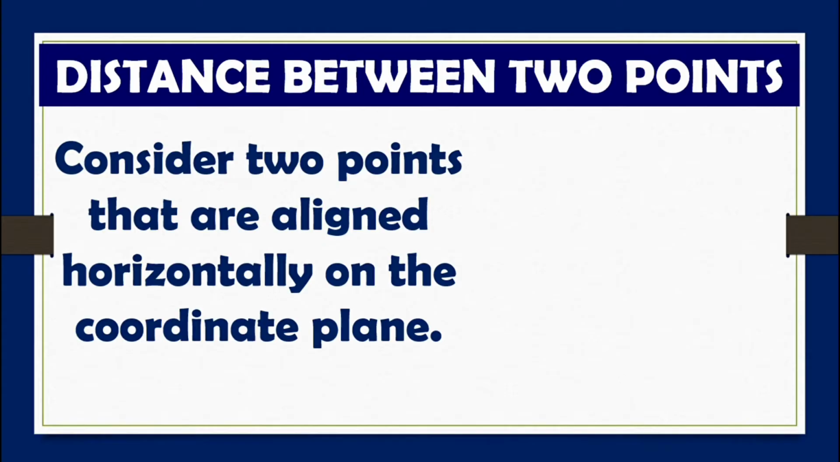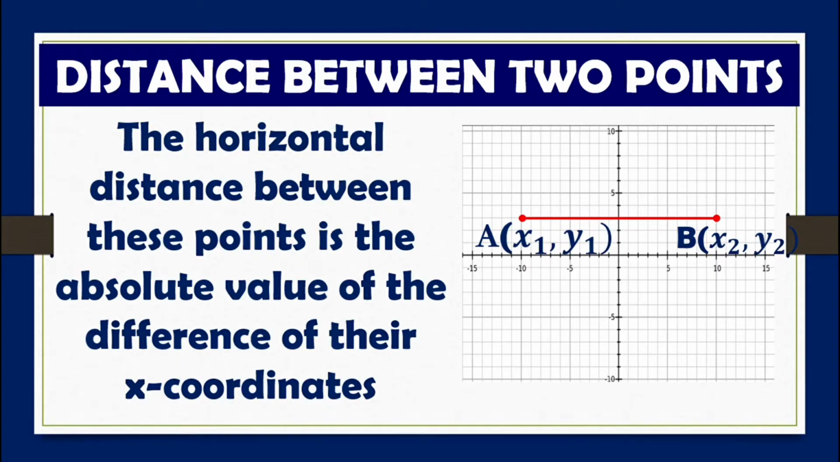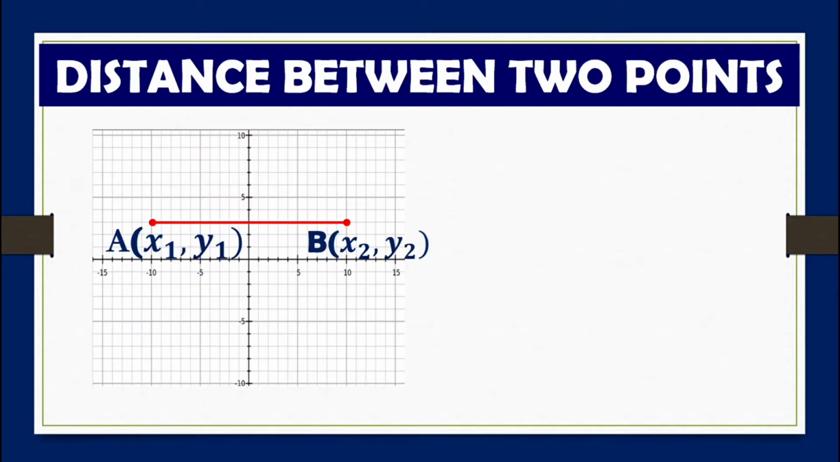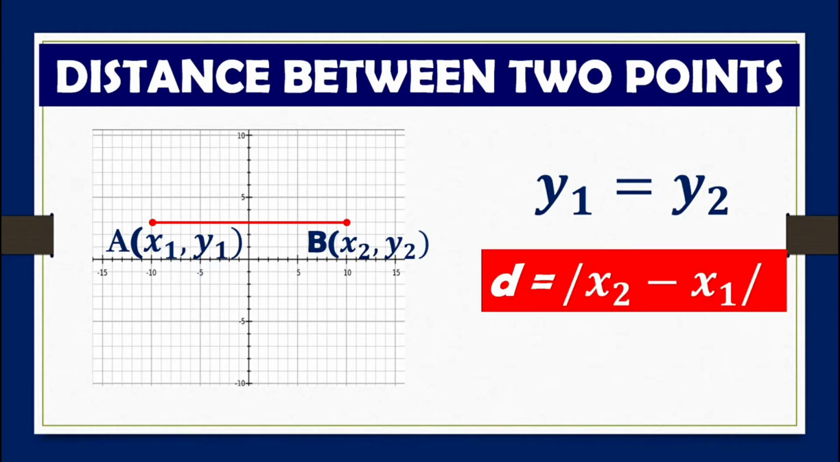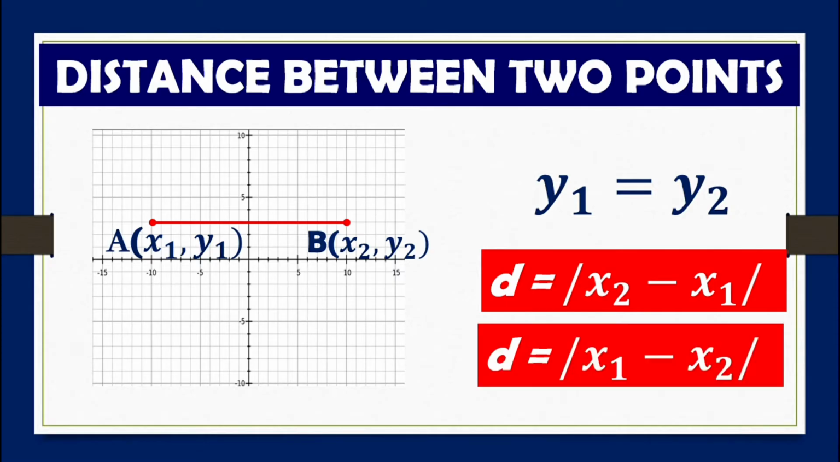Let us also consider 2 points that are aligned horizontally on the coordinate plane. The horizontal distance between these points is the absolute value of the difference of their coordinates. Here, the value of our y is equal, wherein y sub 1 is equal to y sub 2. Mathematically, solving for the distance between 2 points when y coordinates are equal, our equation would be distance is equal to the absolute value of x sub 2 minus x sub 1, or we can say distance is equal to the absolute value of x sub 1 minus x sub 2.